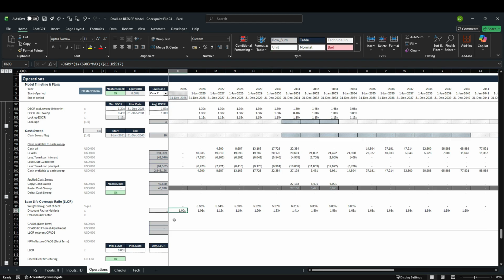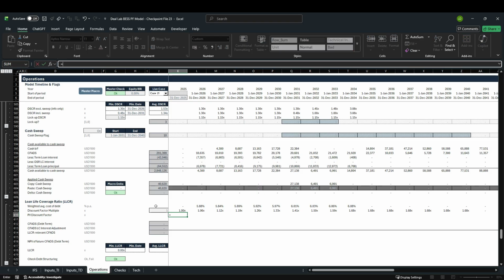And that basically gives us an index that we can then use to determine our PV discount factor. And to do this, all we have to do is take 1 and divide it by our discount factor multiple. And to avoid getting an error, we will do an if error statement again.